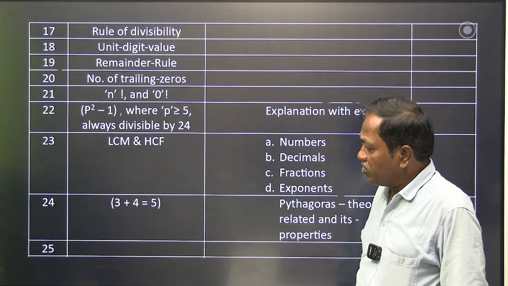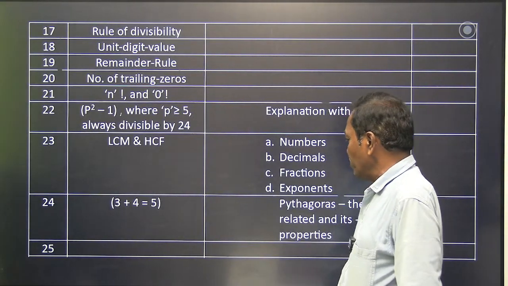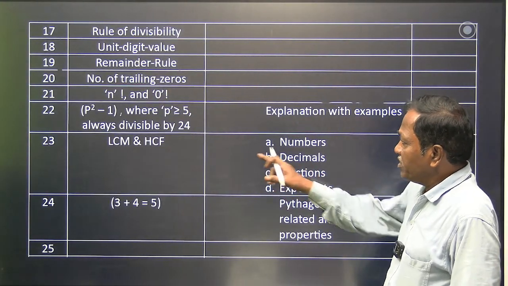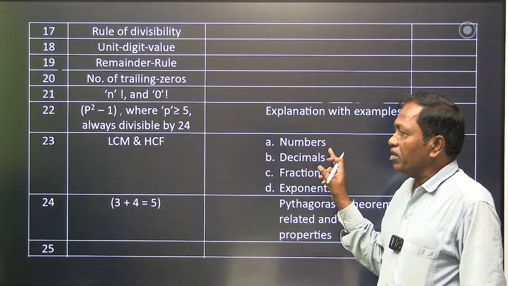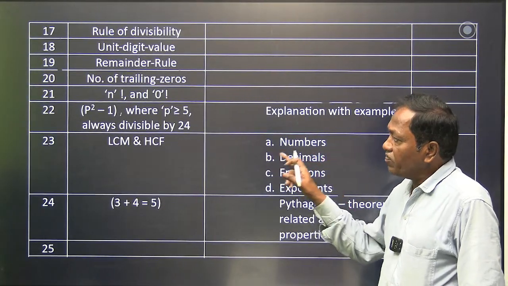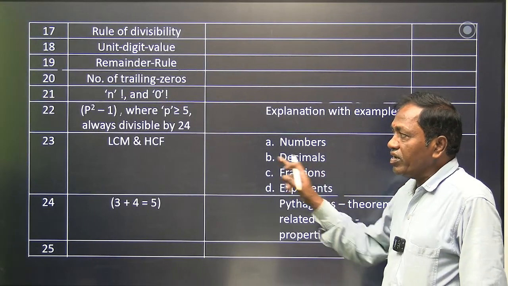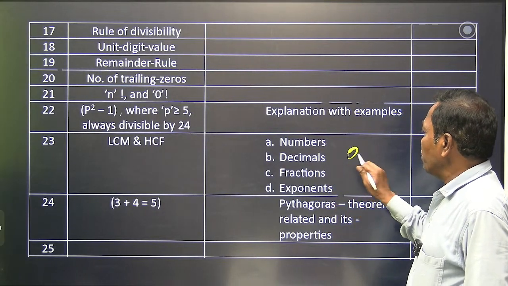Anything I could say, 3, 4, 5 is the Pythagoras theorem formula. This is fine. Now we can see LCM and HCF. How to find LCM and HCF for numbers? Already we know that. HCF also we know, we learnt it in school days. Decimals: if decimals are given, how to find the LCM and HCF? For example, you can see like 0.